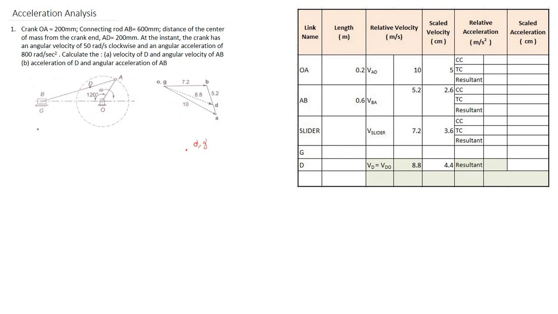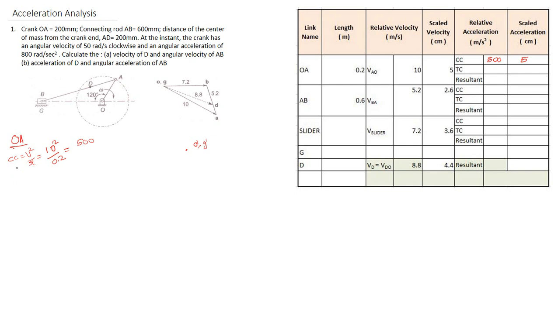First we are calculating the OA centripetal component. Centripetal component is equal to V square by R, where the velocity VAO is equal to 10. So V square by R is equal to 10 square by R, R is equal to 0.2, and the value will be equal to 500 meter per second square. So the centripetal component value is 500. I am taking this 500 meter per second square as 5 centimeter for my acceleration diagram.